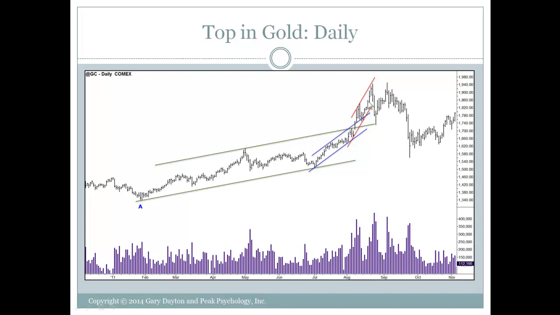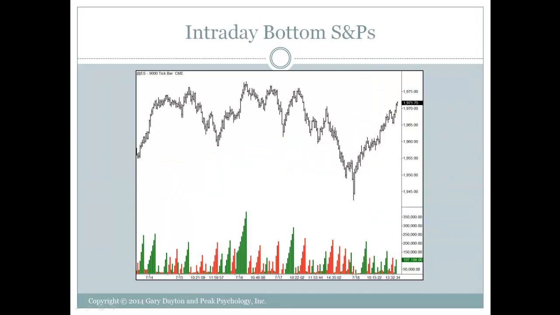Wyckoff used to call them hyperbolics. Big spread. It's as if the market suddenly was injected with a hypodermic needle of adrenaline, and it shoots up where it really shouldn't be shooting up. And that's another indication of that kind of climactic action.